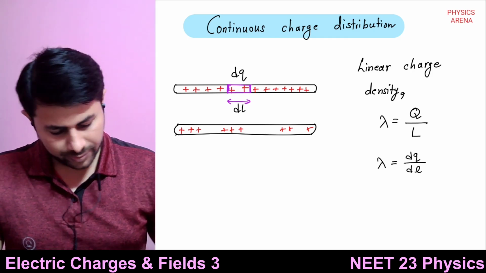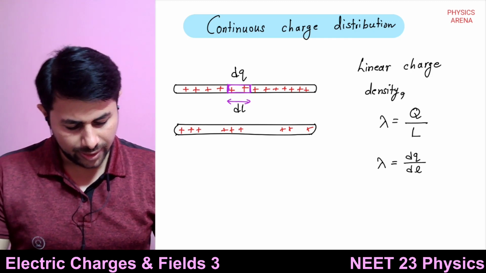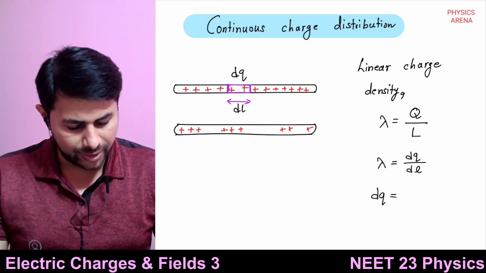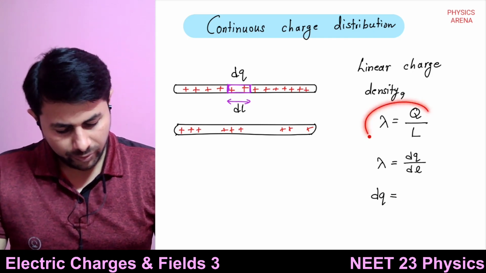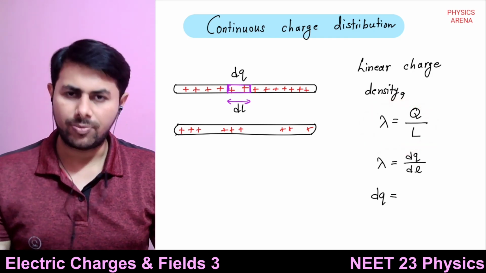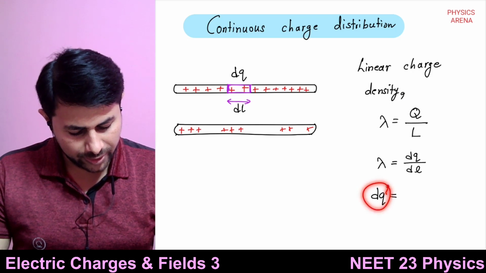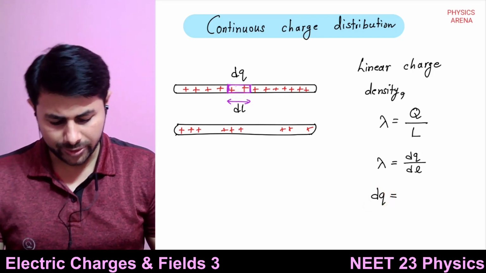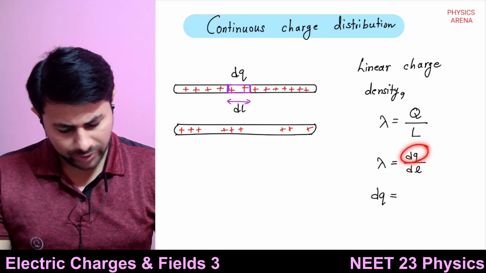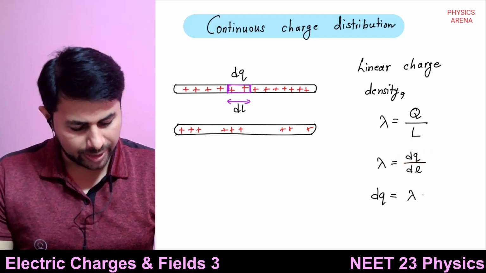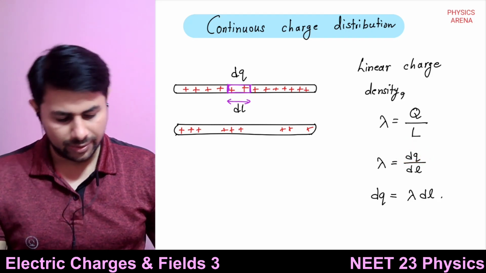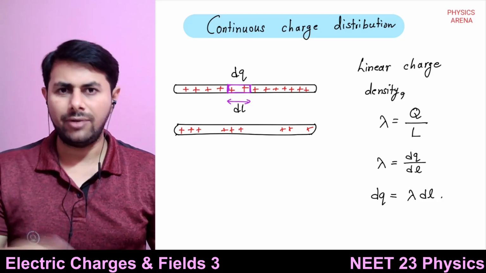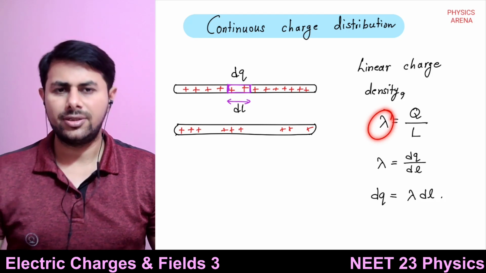What does that mean? We can find the charge on any length. If we find lambda, which is Q upon L, we can find dq, the charge on a small length dl. Then dq will be just equal to lambda multiplied by dl, because the ratio of charge and length anywhere is equal to lambda.